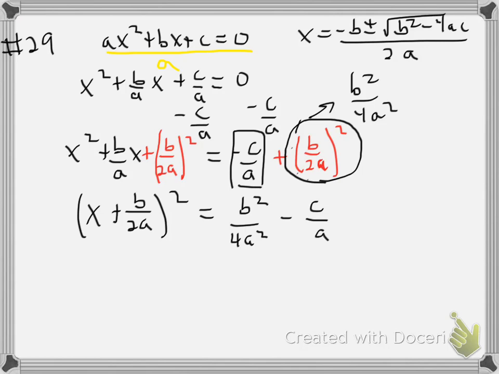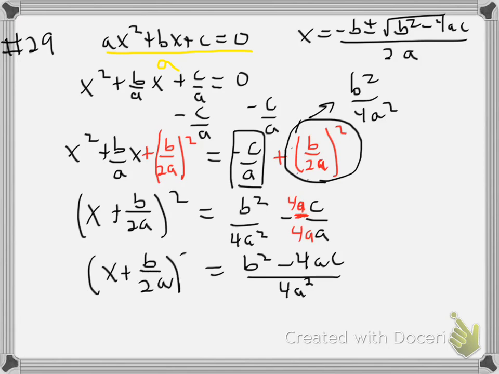Now, it'd be nice if I could combine those two fractions. That'd be really nice. But in order to do that, I'm going to need a common denominator that they both share. Well, if I multiply this times 4a on the bottom, I'll get 4a squared. So whatever I do to the bottom, I do to the top. And so that will turn out that I end up with b squared minus 4ac, because they'll both have 4a squared on the bottom. And that's x plus b over 2a all squared.